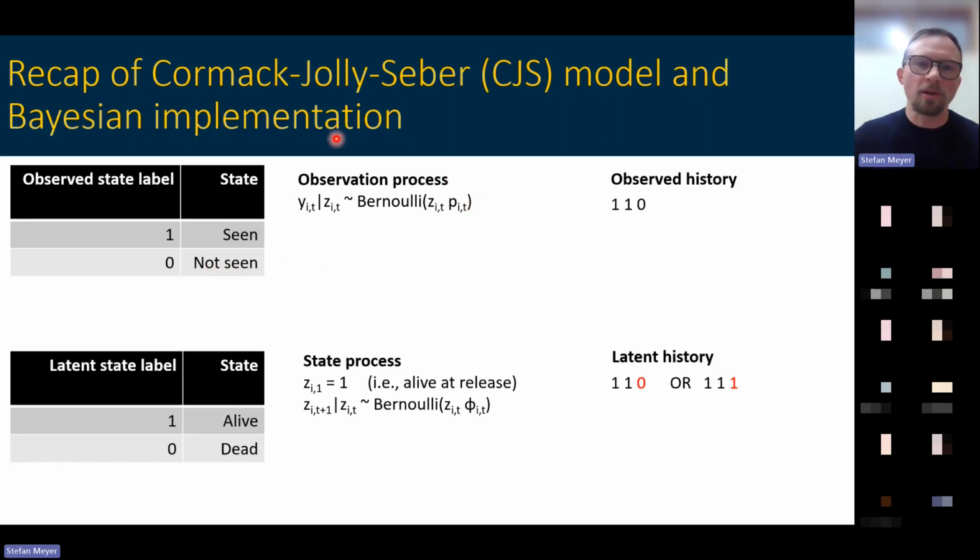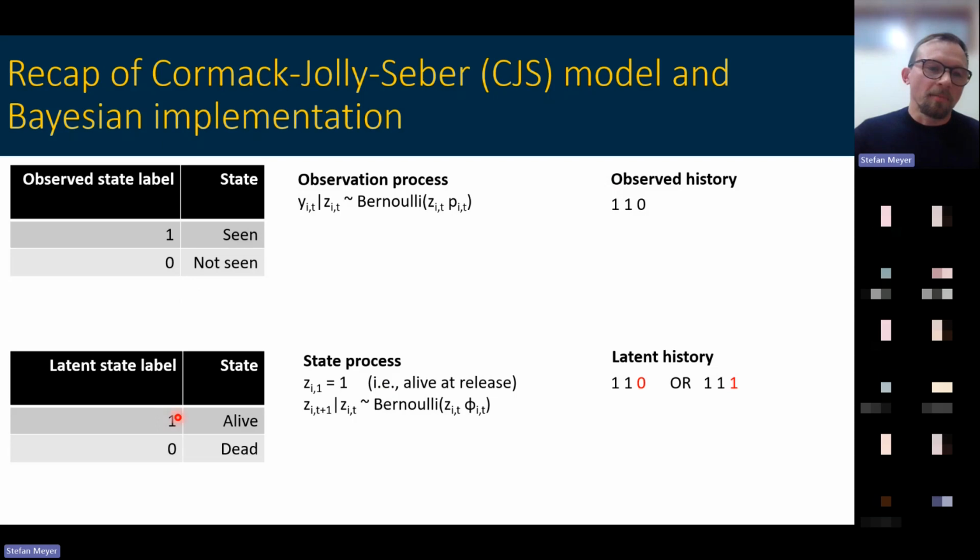Then we can model this observation process as y, which is our observation of individual i at occasion t, given the latent state of the same individual at the same occasion. And this can be assumed to be drawn from a Bernoulli distribution, which is parameterized using the product of the latent state z at the same time times the recapture probability. And this can lead to an observation history of, for example, 1, 1, 0. So the animal has been seen twice and not seen at the last occasion. And again, the condition is that the animal has always been seen at the first occasion, which is our release occasion.